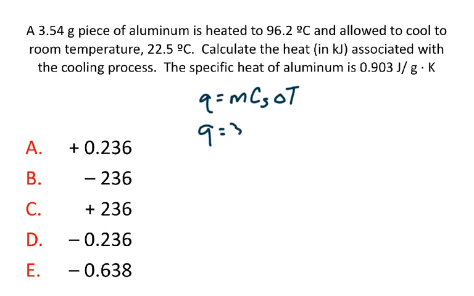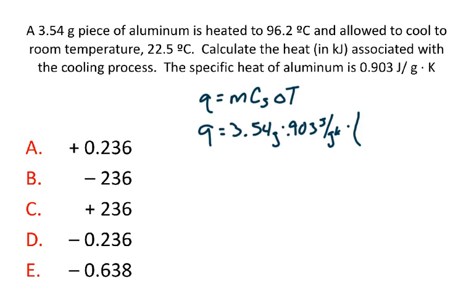So our Q is going to be 3.54 grams times 9.903 joules per gram Kelvin. Now here, because we're doing a difference, it doesn't matter if we're in Kelvin or Celsius. If it makes you feel better, you can switch over to Kelvin, but either way, you're just looking at the difference. And because the degrees in Celsius and Kelvin are the same distance apart, it doesn't matter.